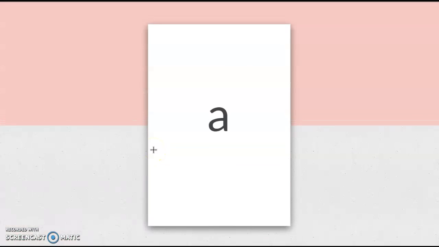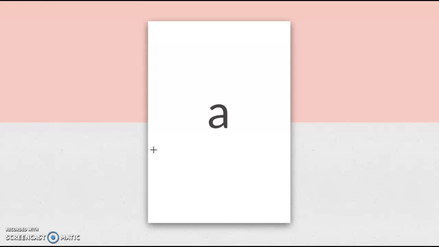Our first letter is letter A. A makes the A sound. Can you make the letter A sound with me? A.